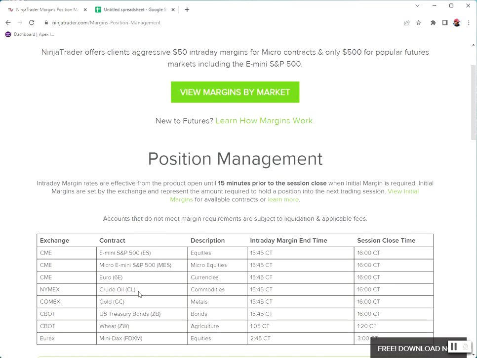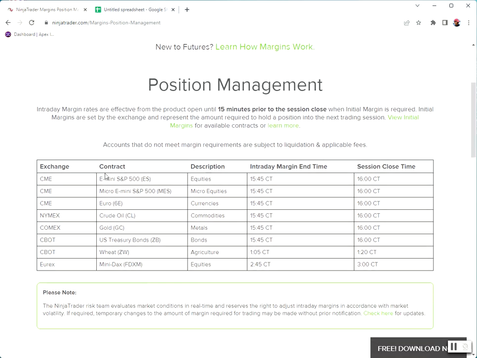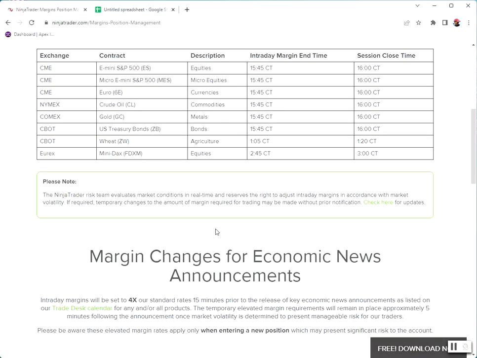So first, I want to show you the intraday and end time. Intraday margin starts with equities, basically E-mini S&P 500, for example. It starts at 15:45 Central Time, and then it closes. Basically, it's 23 hours and 45 minutes throughout the day. The session closes at 16:00 Central Time, and it'll restart right away. So you have 23 hours and 45 minutes to trade.